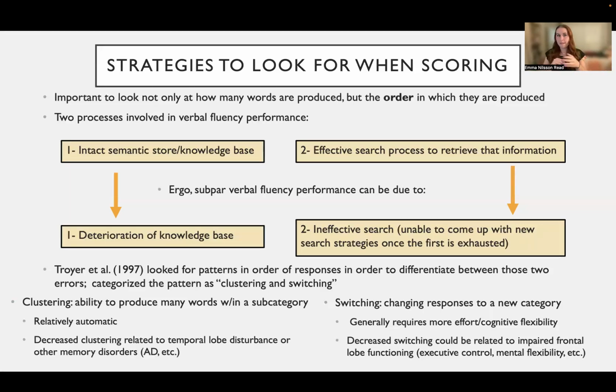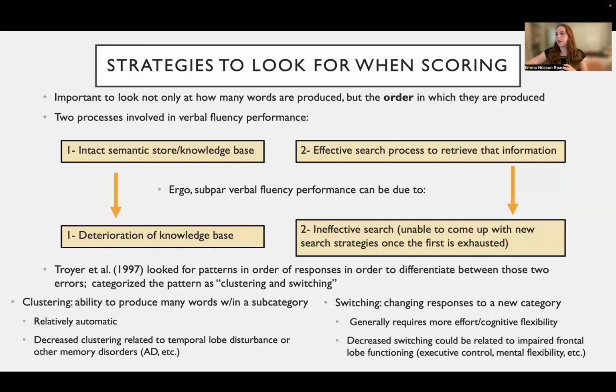And Troyer figured out a way to differentiate between those two deficits by doing something in scoring called looking for clustering and switching. He looked for patterns in the order of responses so that he could differentiate between the two errors. So clustering is something that you'll look for in your participant's response. It's their ability to produce a lot of words within a subcategory.